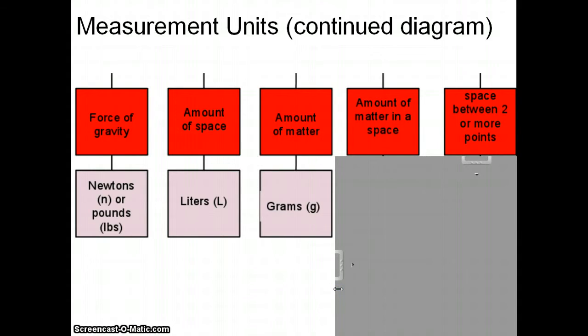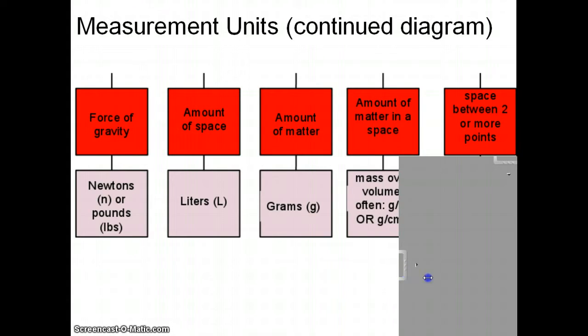Grams, you may have seen grams on packages of food. Mostly that's where we see them. Grams is the unit for mass that we will use. Density, remember, it's combining two types of measurement. It is mass over volume. Oftentimes in class it will be grams over milliliters, or grams over cubic centimeters. A cubic centimeter is the same amount of space as a milliliter.